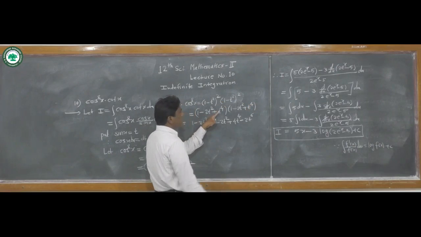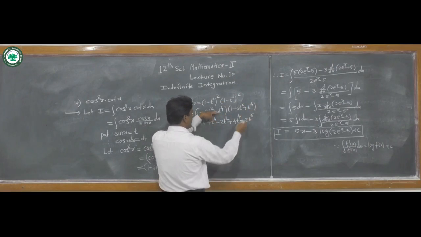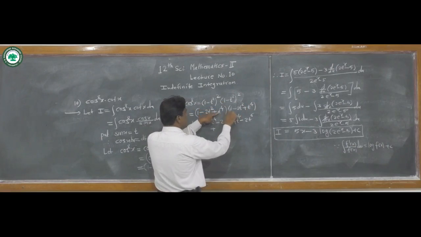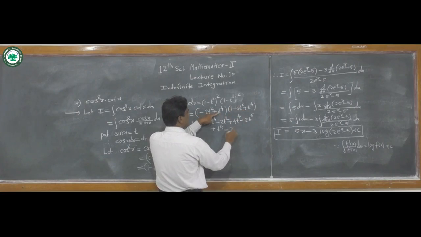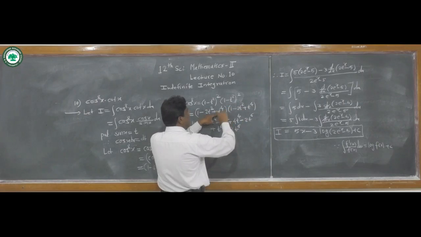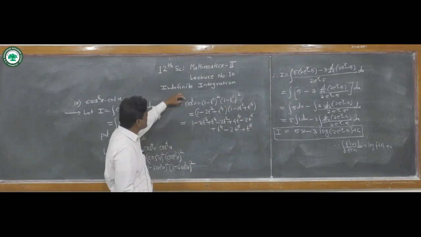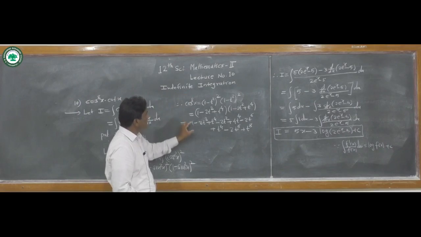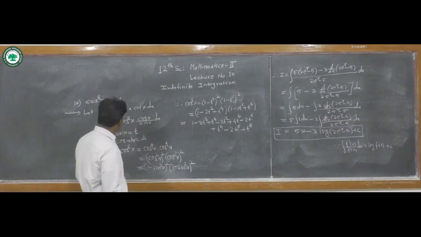And now multiply t to the power 4 to this bracket. We get plus t to the power 4 into 1, that is t to the power 4, plus and minus, this is minus t to the power 4 into twice t square, that is 2t to the power 4 plus 2, that is 6. Again here plus and plus, that is plus t to the power 4 plus 4, that is 8. So in this way we write this cos to the power 8x as this equation, and then we solve the given integration.